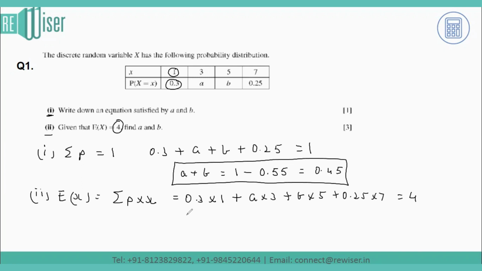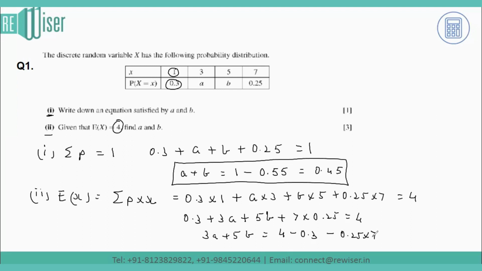So that means 0.3 plus 3A plus 5B plus 0.25 into 7 equals 4. If I solve this out, this is one of the equations I'll be getting. So 3A plus 5B equals 4 minus 0.3 minus 0.25 into 7. So one of my equations is this, which I've already got, and the second equation is this.